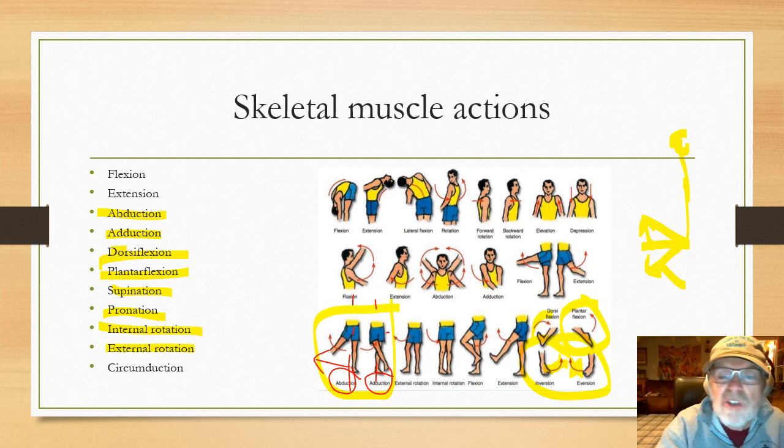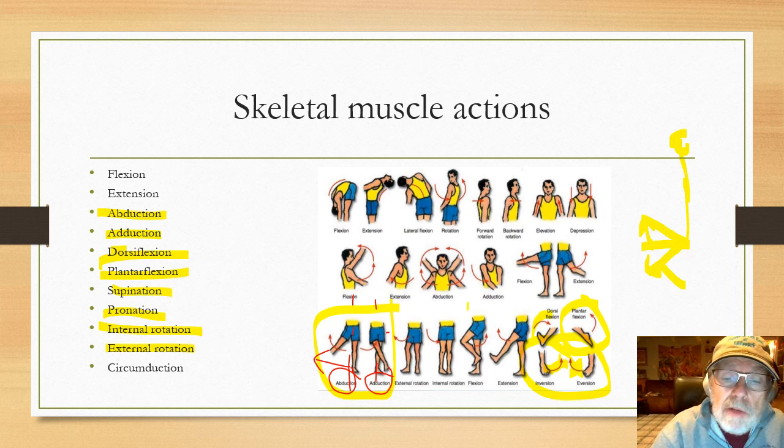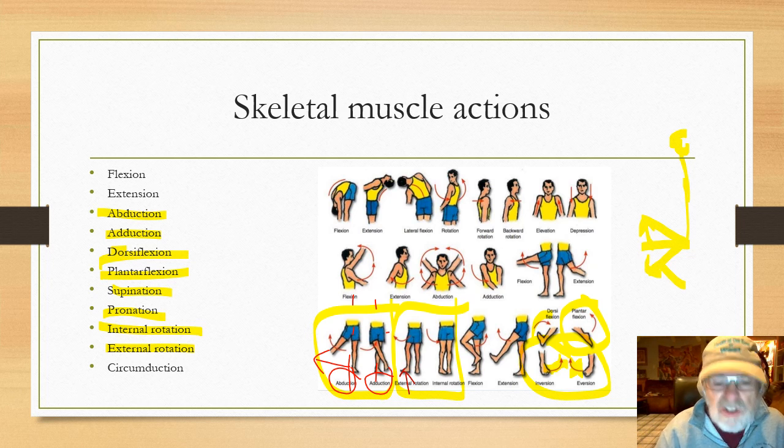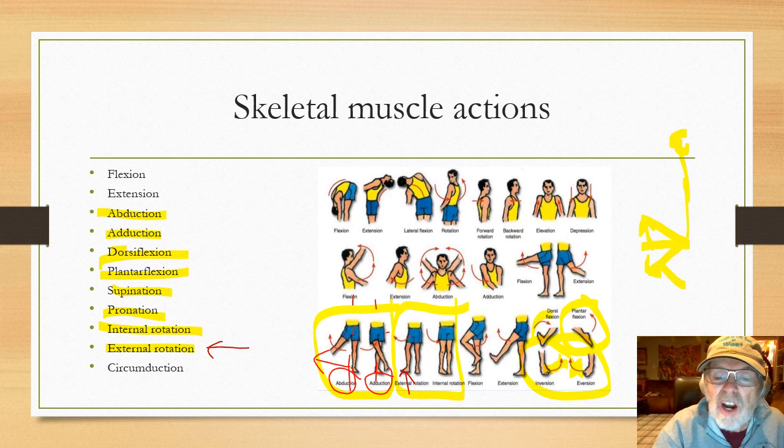Internal rotation and external rotation. This is probably the best way to look at it. If you look at the leg on this side right here, the leg is rotated outwards. If you take your straight leg and you take the foot and you rotate outwards, that's called external rotation. If I look here, I'm rotating the leg inwards, and that's called internal rotation. So that's internal rotation, external rotation.